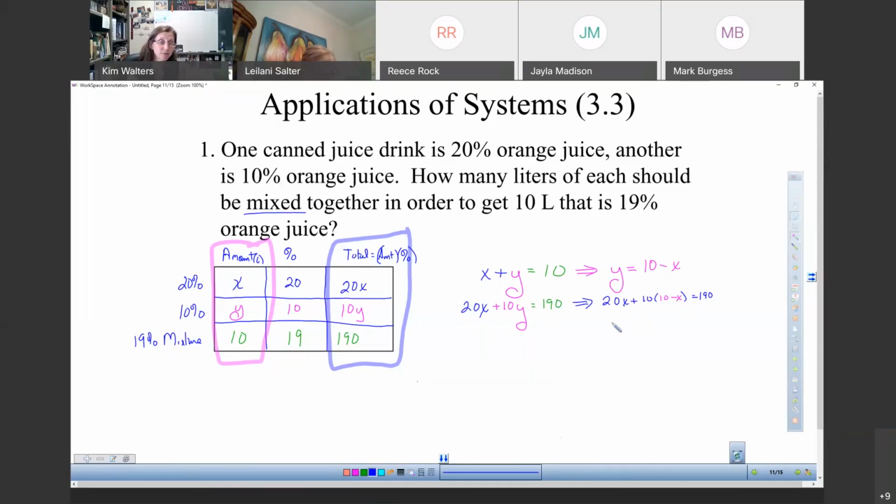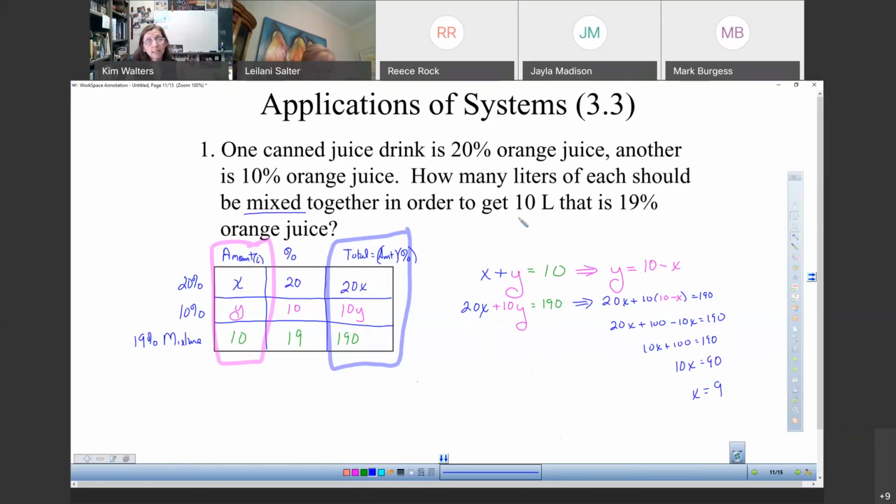So I'm going to simplify. I substituted and now I simplify. So I have 20x plus 100 minus 10x is equal to 190. Simplifying to solve, 20x minus 10x is going to be 10x plus 100 is equal to 190. I'm going to subtract 100 from both sides. I get 10x is equal to 90. And dividing both sides by 10, I get x is equal to 9.